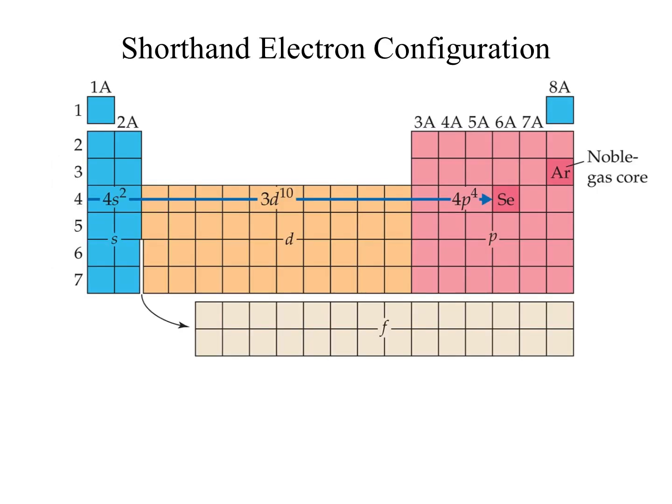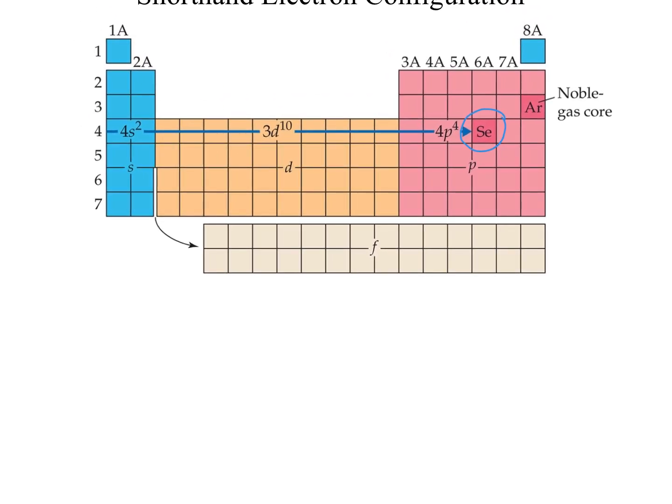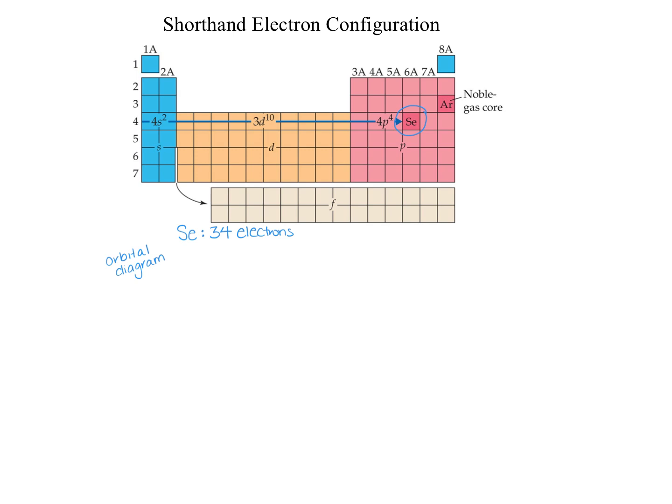We are going to look at selenium. So selenium is right here on the periodic table. And the first thing that we're going to do for selenium is the orbital diagram. So when I look at selenium, I see that it has 34 electrons because its atomic number is 34. And so when I need to do the orbital diagram, I could draw boxes, but I learned with lines. So I'm going to draw lines because they do not take as long to draw as boxes, right?